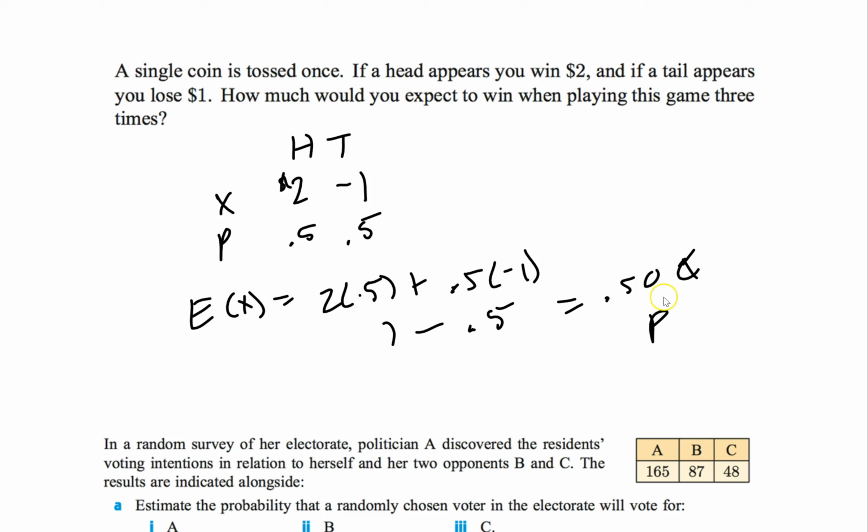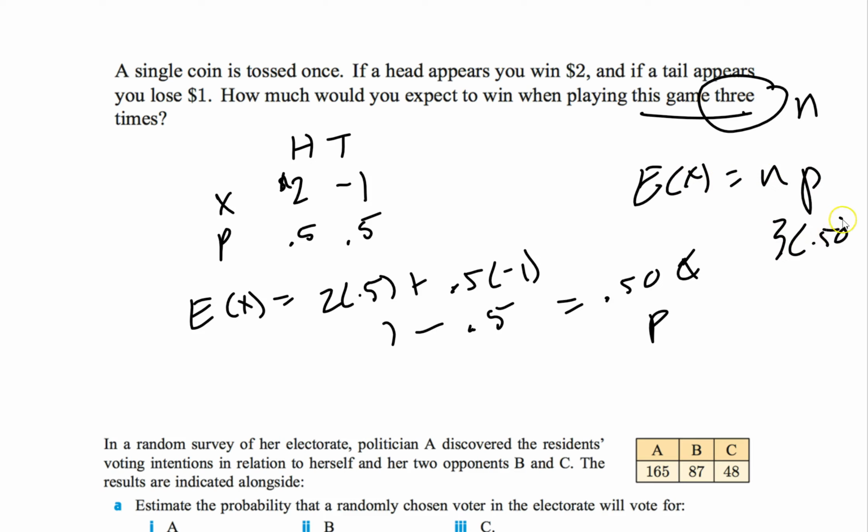Right, that's my probability. So now they're saying, how much do you expect to win when you play the game 3 times? Well, that's my n. Expected value is the same idea still. N times p. So 3 times 50 cents. You win a whopping $1.50. Woo! You could, I don't know, do something with it.